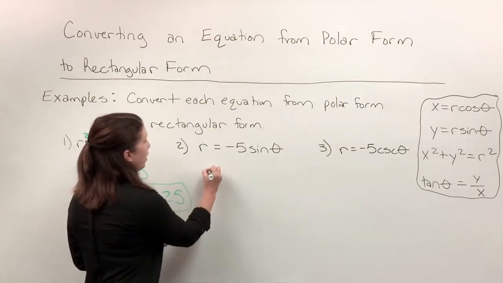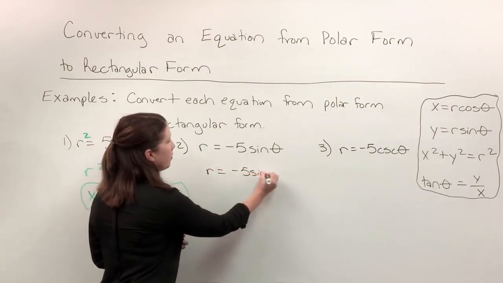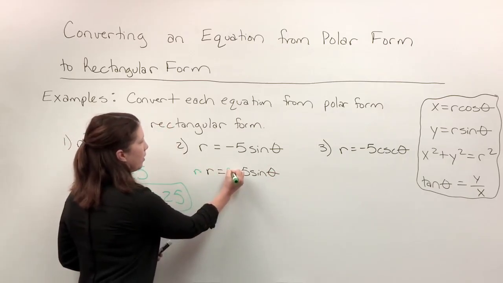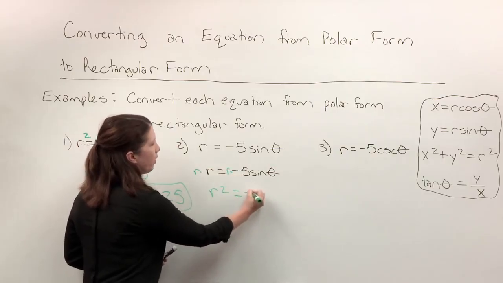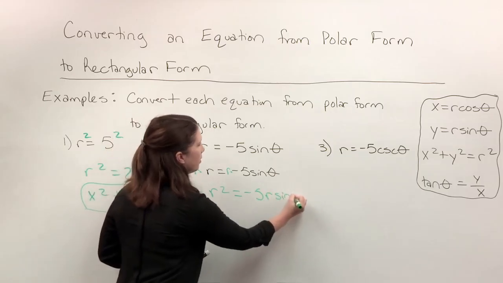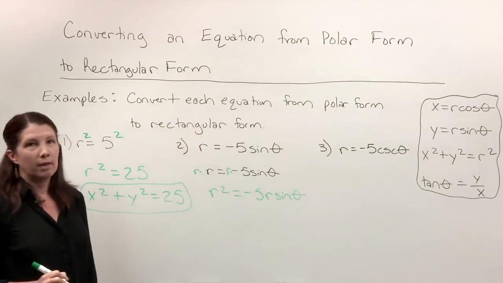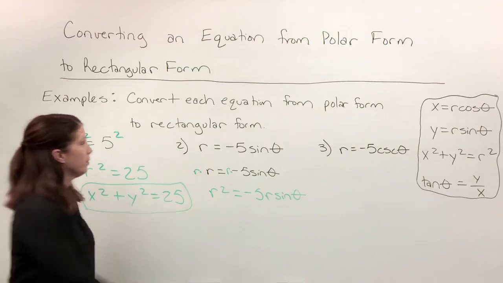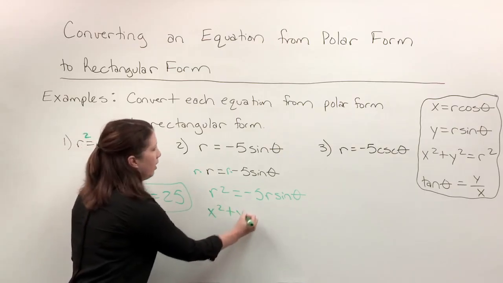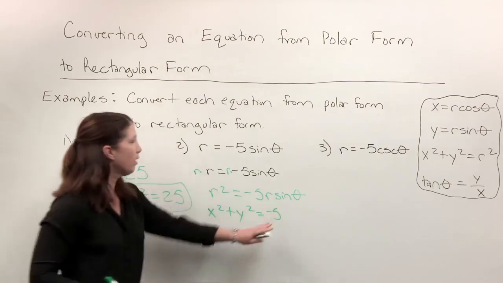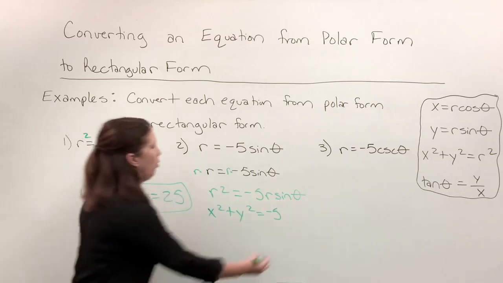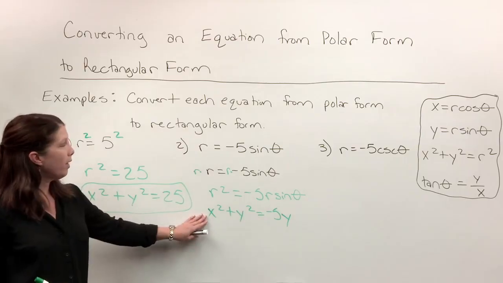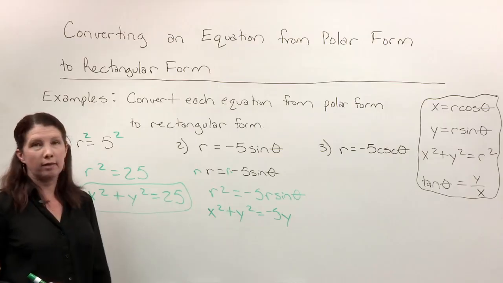So if I have r equals negative 5 sine theta, and I multiply both sides by r, I see that I have r squared equals negative 5r sine theta. Now I can again replace r squared with x squared plus y squared. And then on the right-hand side, I can replace r sine theta with y. And so I've now written my equation to where each side is in terms of x or y or both.